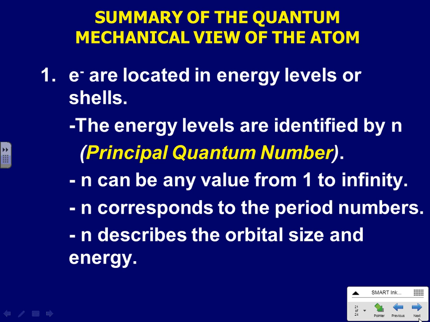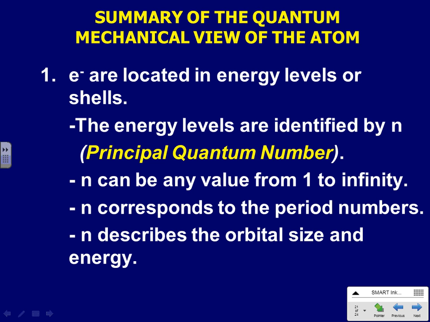It tells us that electrons are located in energy levels, or shells, right? Energy levels are identified by the principal quantum number. N can be from 1 to infinity. N corresponds to the period number. N describes the size of the energy level. All right, we'll talk about that.